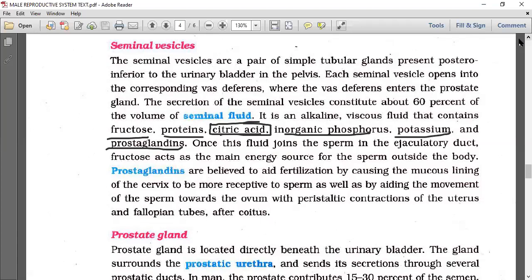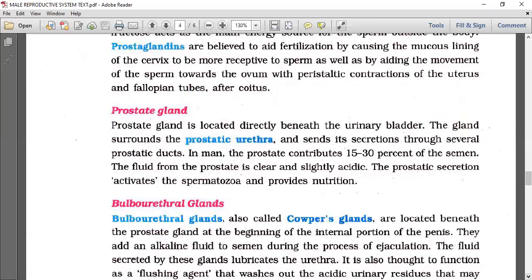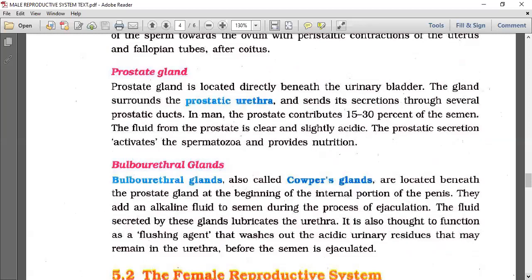So only two things are given: the function of fructose and the function of prostaglandin. That fructose and prostaglandin function itself becomes the function of the seminal vesicle, which secretes the bulk of semen. Okay. So in the case of the prostate gland, what do you say about its function? They also provide nourishment. The prostatic secretion activates the spermatozoa and provides nutrition.